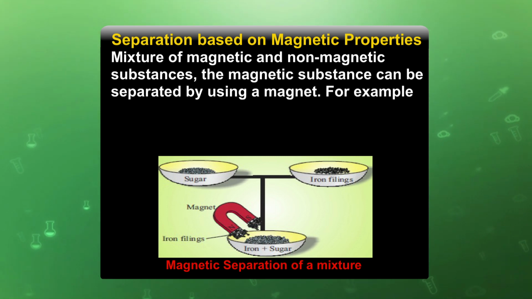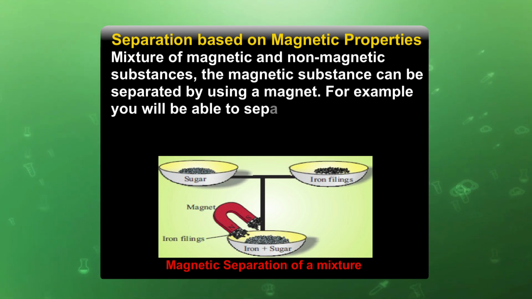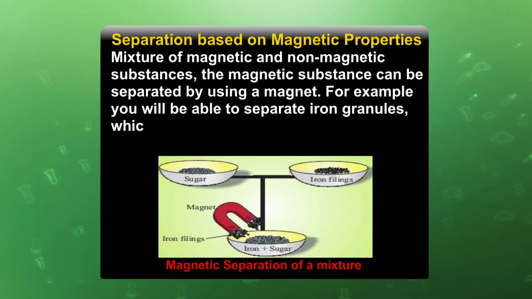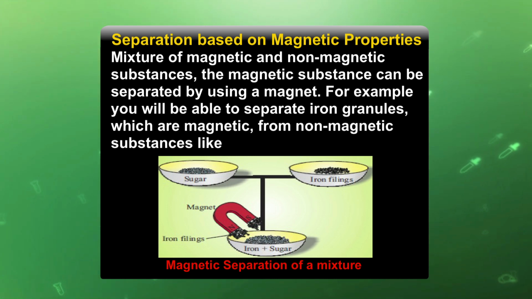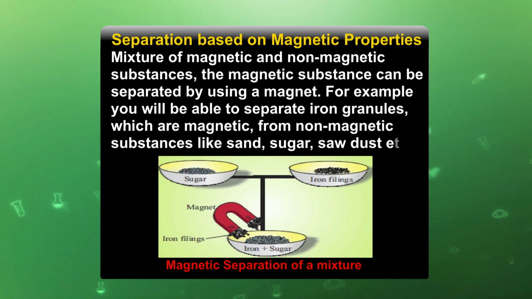For example, you can separate iron granules, which are magnetic in nature, from non-magnetic substances like sand, sugar, sawdust, etcetera. The basic principle of this method is that, definitely, this is a heterogeneous mixture. In the case of heterogeneous mixtures in the solid state, where one of the two components is magnetic in nature, we will use the magnetic separation method.